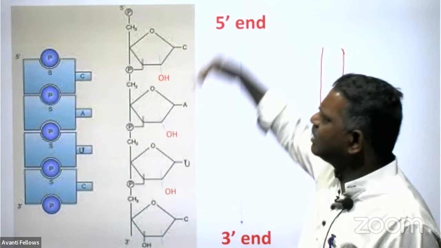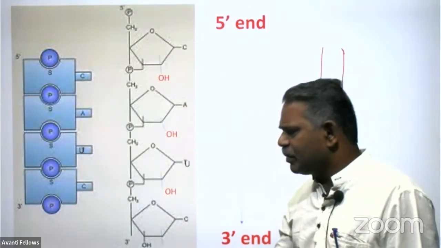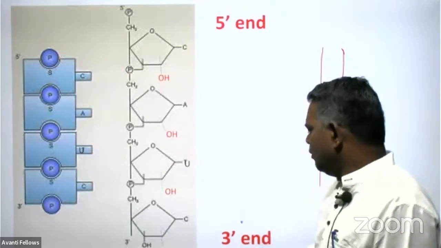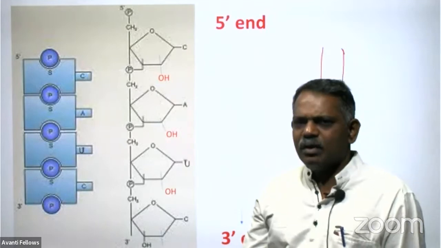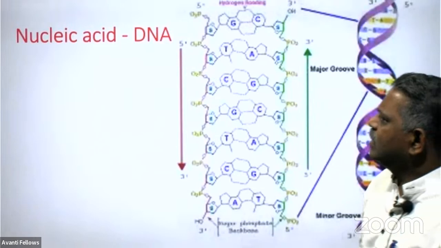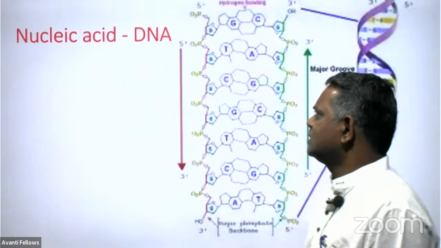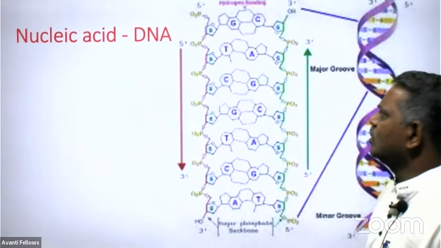Whereas this end and that end, one is free. On one side, the third carbon atom is free. We call it the 3' end, and on the other end, the fifth one is free, and we call it the 5' end. Right. Then this is the nucleic acid DNA. In the same way, it is constructed from nucleotides.